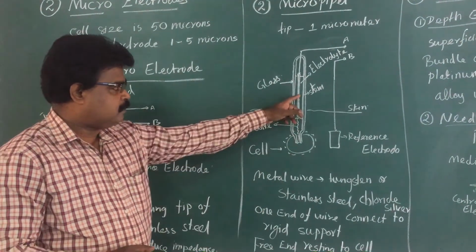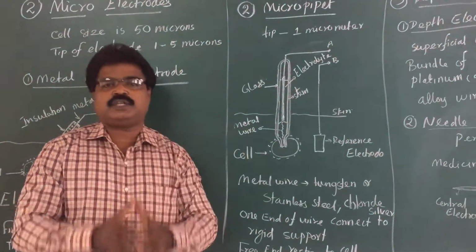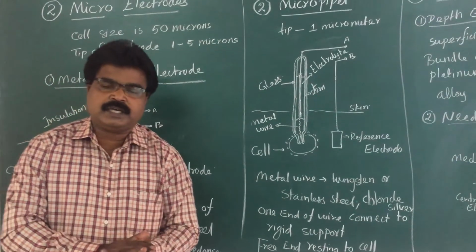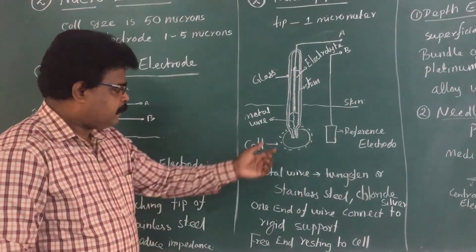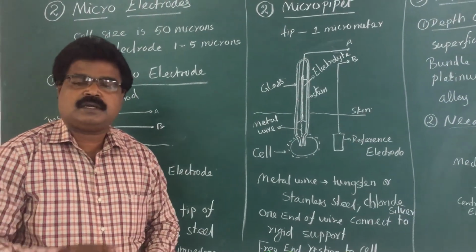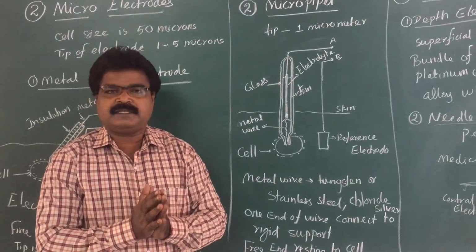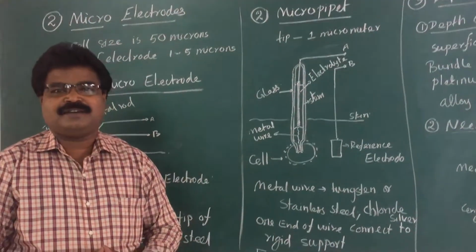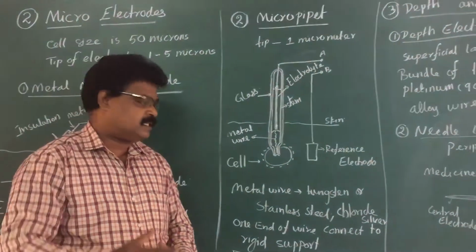So inside the stem it is electrolyte. The electrolyte is KCl solution, which is compatible with body fluid. The tip of this micropipette or glass microelectrode is 1 micron in diameter. It is very small, since the cell size is 50 microns. So with 1 micron we can easily insert it into the cell, and that will not damage the cell.